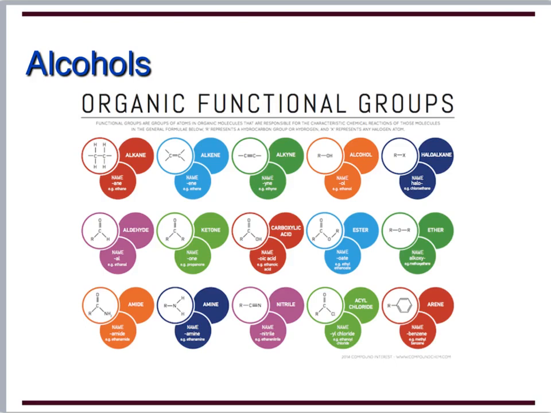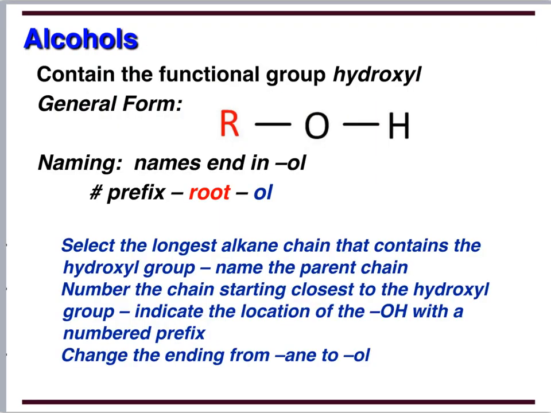Today's lesson is going to be all about alcohols. Just to recap, we have done the alkane group with the single bonds, the alkene with the double, the alkyne with the triple. Today we're focusing on the alcohol family, and we did the haloalkanes last week. So we're moving on as we go through all of these organic families.